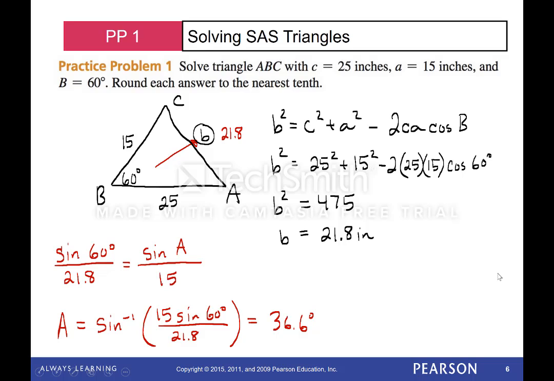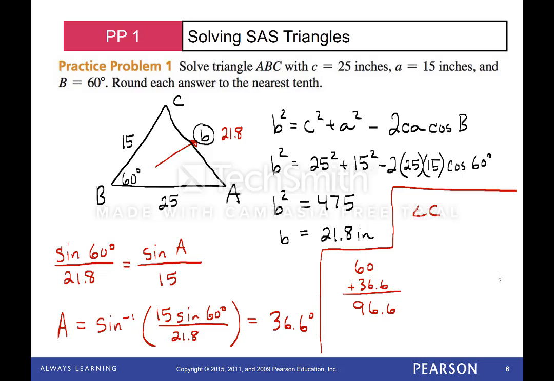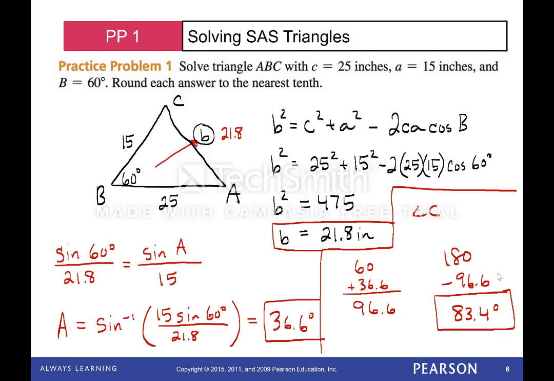Okay, so if we know angle A now to be 36.6, I could do law of sines for angle C, but even easier, if I already know two of the angles inside a triangle, all I have to do is figure out what is needed to get to 180. So in this case, this is 96.6. I'm going to take that away from 180, and I get what I need here, which is 83.4 degrees. So that's the answer for the missing parts of my triangle.